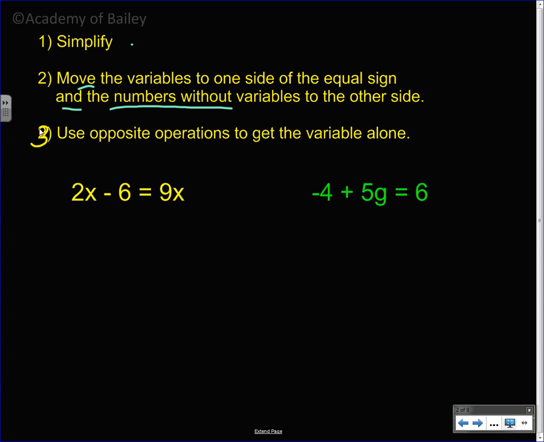And then how do we do that? Well, we use opposite operations to do that, to get the variable alone. So, let's go through the steps and figure out how we do that. First off, simplifying. Like I said, there's no simplifying to be done. So let's move the variables to one side of the equal sign and the numbers without variables to the other side. So basically, let's look at what we have here.